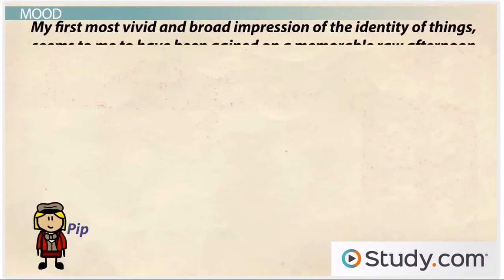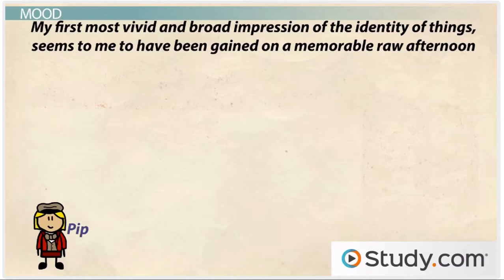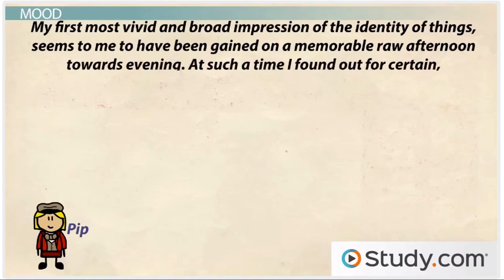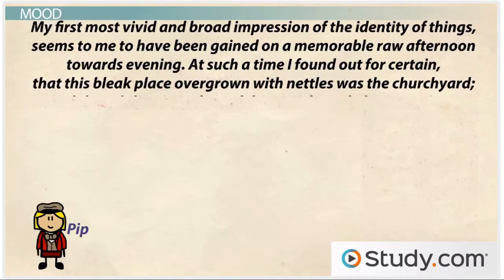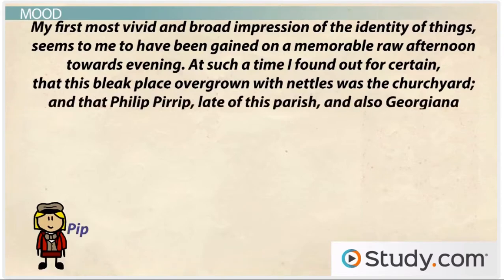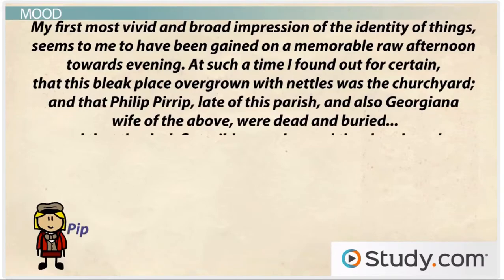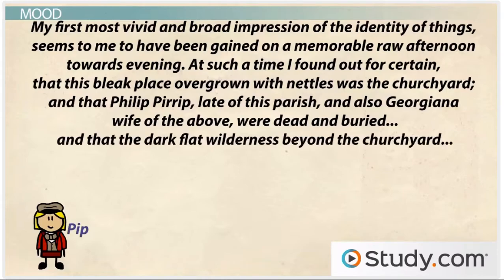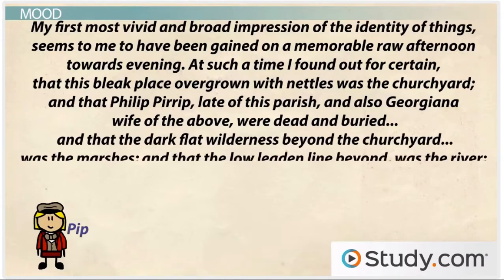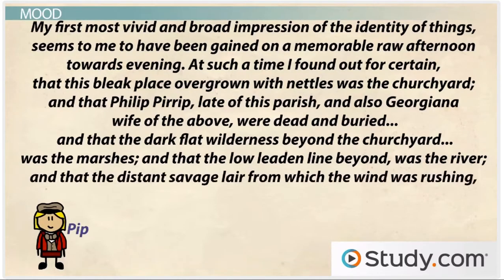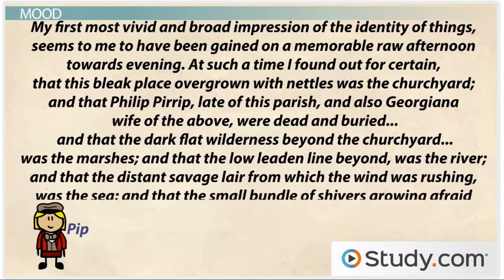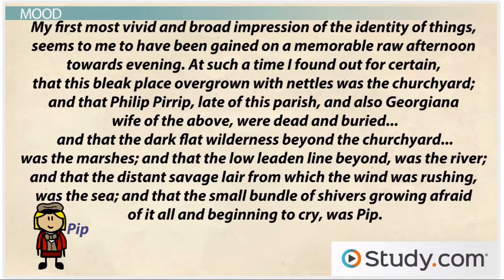My first, most vivid and broad impression of the identity of things seems to me to have been gained on a memorable raw afternoon towards evening. At such a time I found out for certain that this bleak place overgrown with nettles was the churchyard, and that Philip Pirrip, late of this parish, and also Georgiana, wife of the above, were dead and buried, and that the dark flat wilderness beyond the churchyard was the marshes, and that the low leaden line beyond was the river, and that the distant savage lair from which the wind was rushing was the sea, and that the small bundle of shivers, growing afraid of it all and beginning to cry, was Pip.